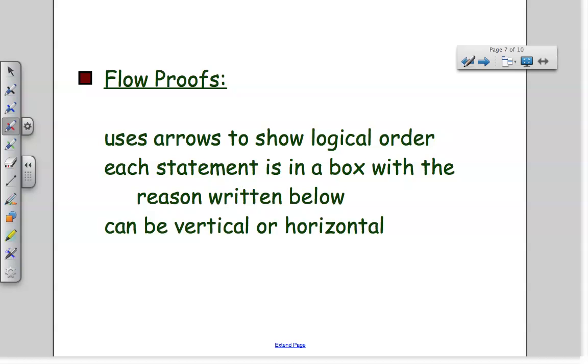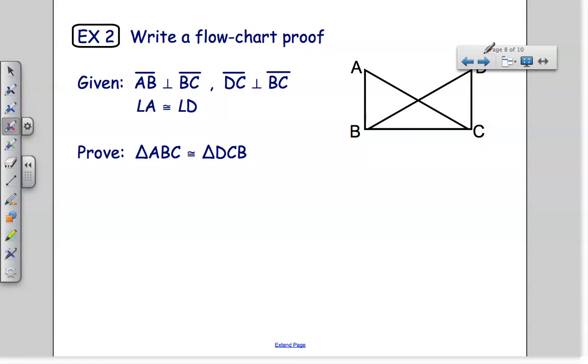You're going to put each statement in a box with the reason below it. So instead of doing statements and reasons like a two-column, or writing it all out, you're doing a box. You put your statement in, give the reason right underneath. And it can be vertical or horizontal. Vertical meaning you can work your way down in the chart with the arrows, or horizontal meaning you can work your way across. And we'll do an example of each type of flow proof. We're using arrows to show order of boxes with statements and reasons.